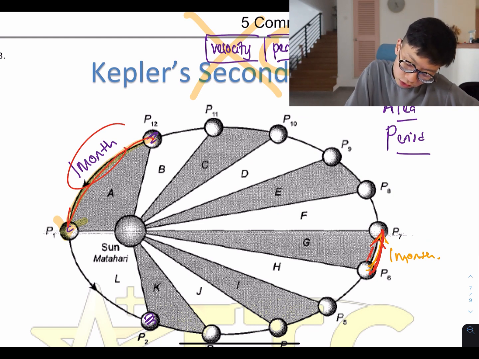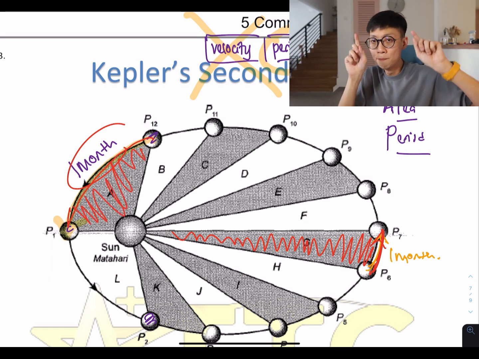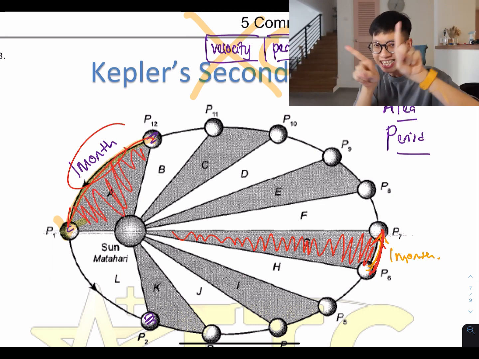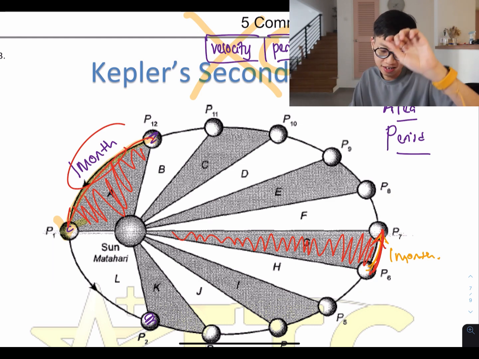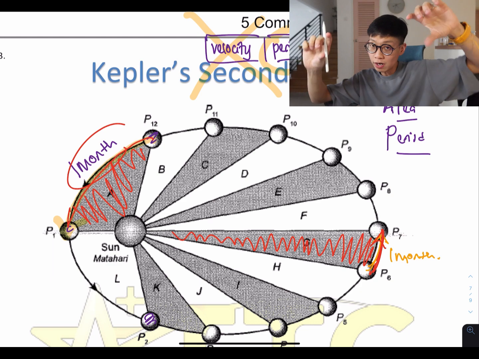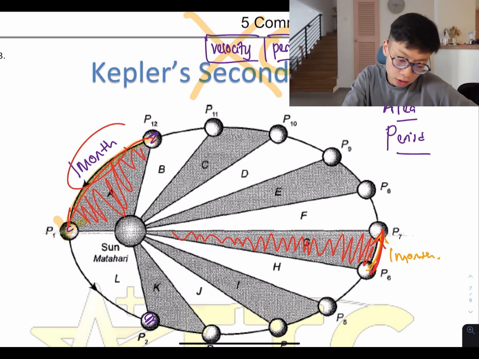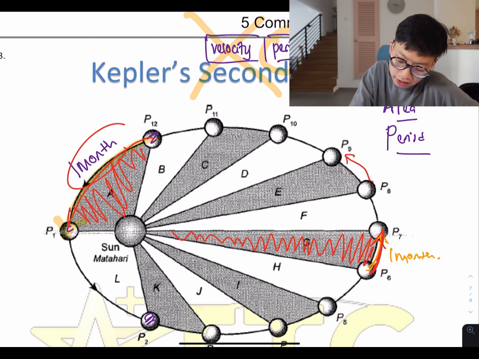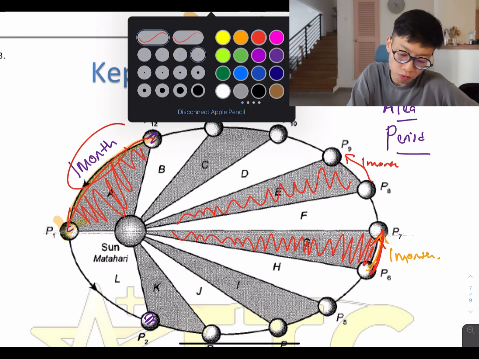And according to Kepler's second law, if you calculate this area, and if you calculate this area, both areas will be the same. They will consist of the same area. So meaning to say that if you take the same time frame, everybody will have the same area. So if 8 to 9 is also 1 month, they will also have the same area. However, the speed will be different.